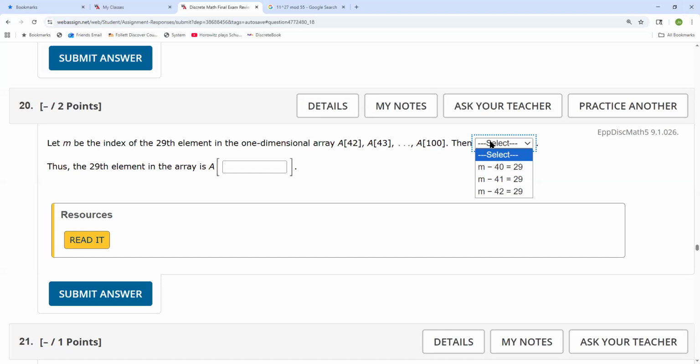Okay, perfect. So which of those is a true statement for the 29th element? I'll give you a hint. Imagine the array started with A of 0. Then the 29th element would be 28, right? So imagine the array was a normal array that just started with the 0th element, A0, A1, etc. Then the 29th element would be called A28. So basically, M minus 41.